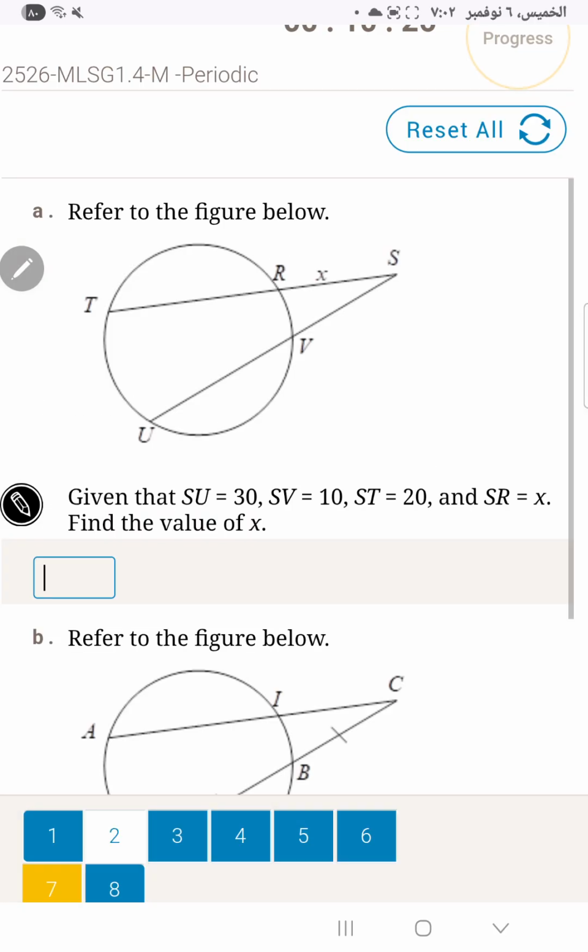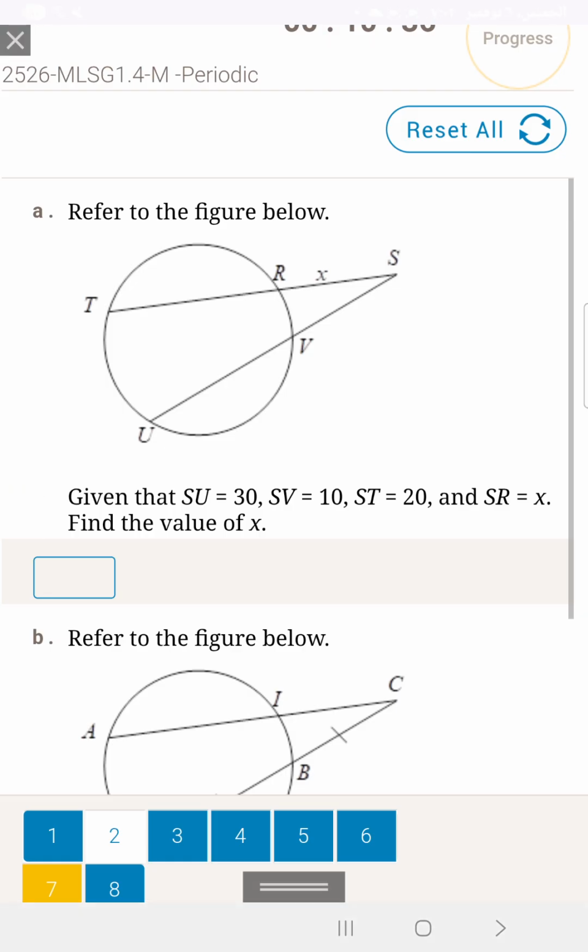Now question number 7. Refer to the figure below. Given that SU is 30, so let's write the information on the diagram. SU is the whole secant, so this is 30, the whole secant, remember. And SV is 10, so this is the external part, 10. So external part means from here to here only. And ST is 20, so this is also the whole secant. Be careful, this is a tricky question. External part is x, find x.